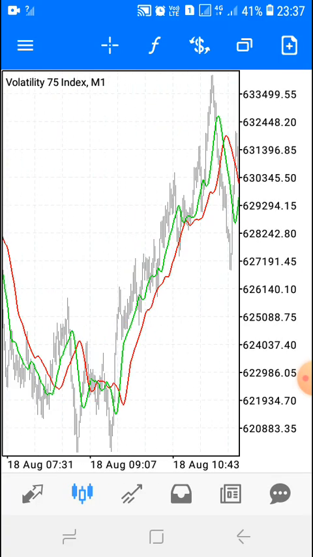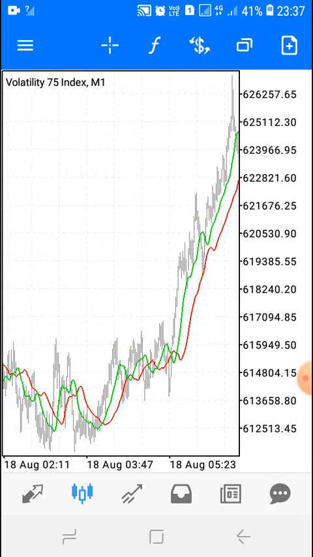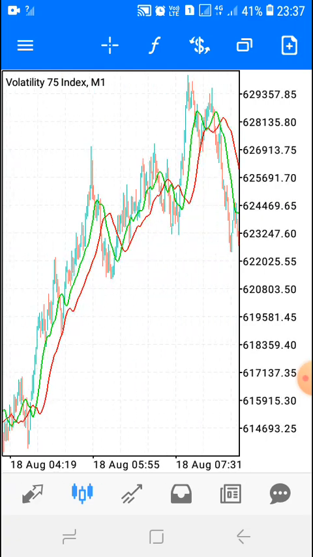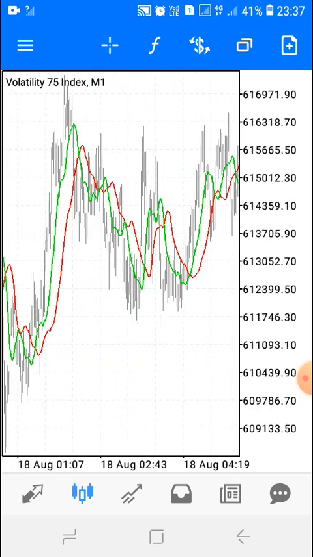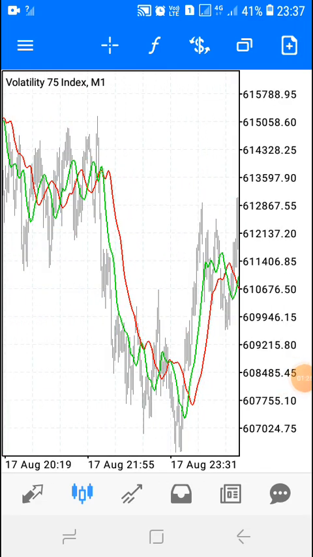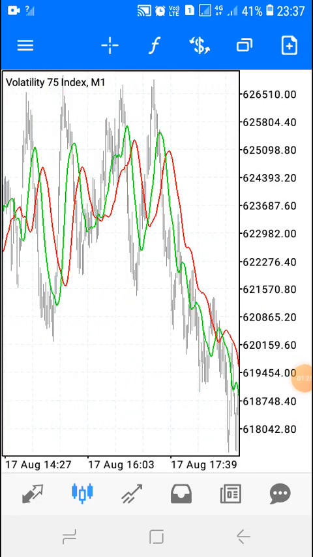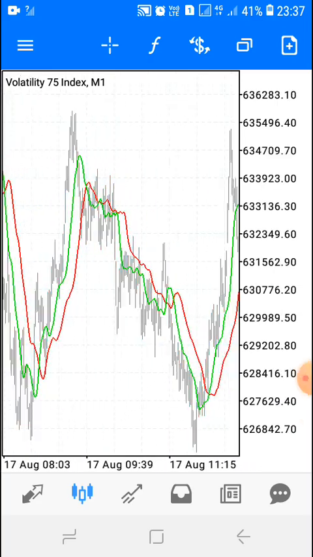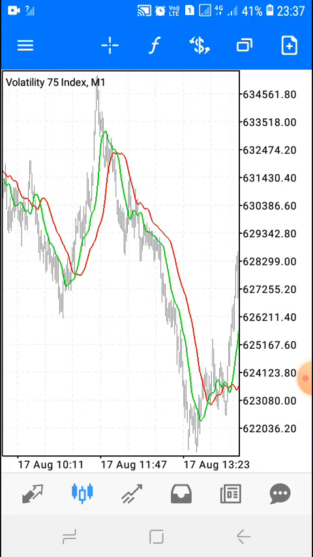So you guys can see when we use this that we only have two colors. Now the Alligator is usually three: we get a red, a blue, and a green. But as you can see, because of the settings, we only have two colors.